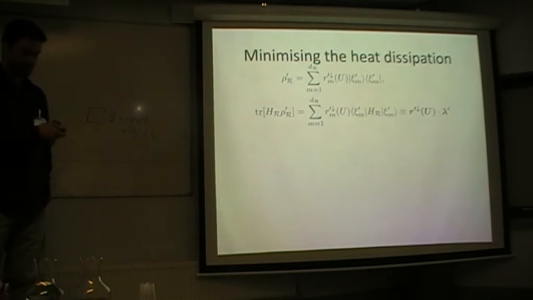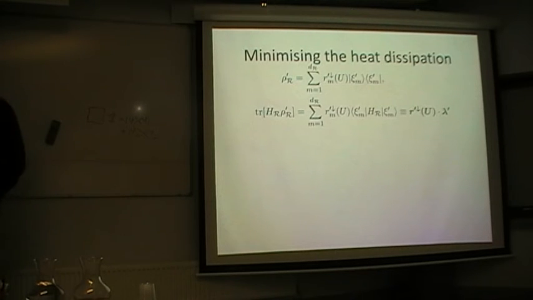Okay. And minimizing the heat dissipation basically follows the same kind of arguments. So you can always write the marginal state of the reservoir post-transformation as this object here: a decreasing vector of probabilities and some projector on some orthonormal basis in the reservoir. Now the heat dissipation, if you remember, was the change in average energy of the reservoir after the transformation.